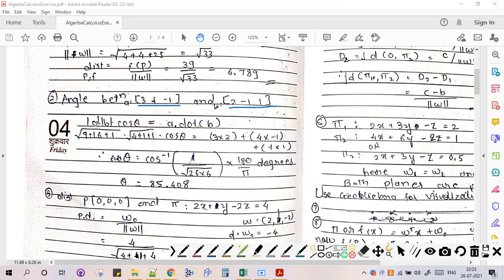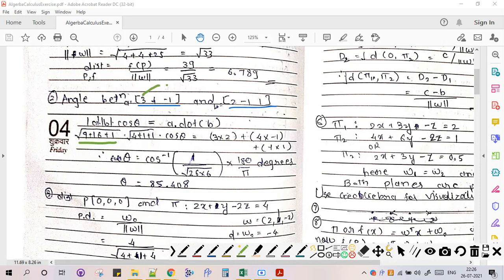So a dot b, this is a numpy thing. a dot b is nothing but mod a mod b cos theta. So what is mod a, norm a? Under root 3 square, 4 square, 1 square, like w1 square, w2 square, w3 square. Similarly, what is mod b, norm b? 2 square, 1 square, 1 square, right, multiplied by cos theta, which is nothing but the dot product.